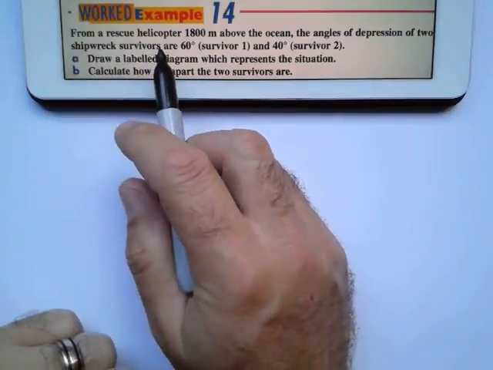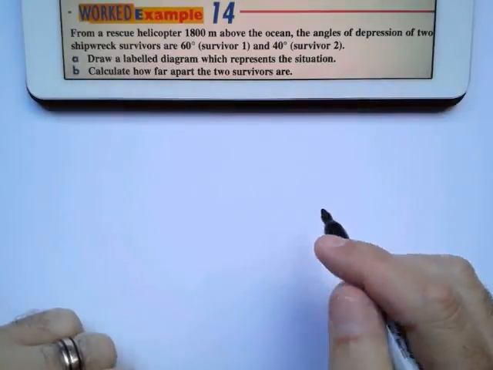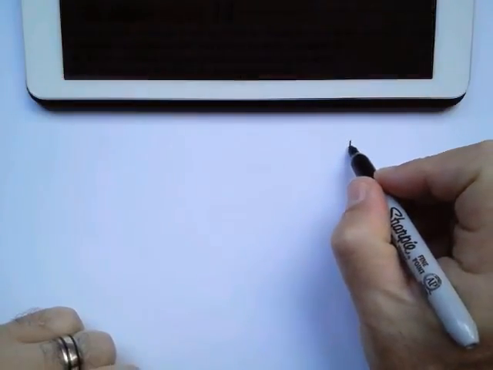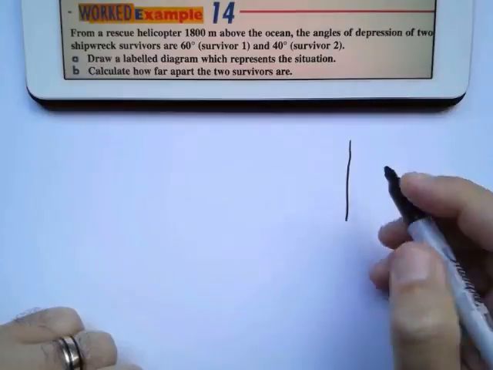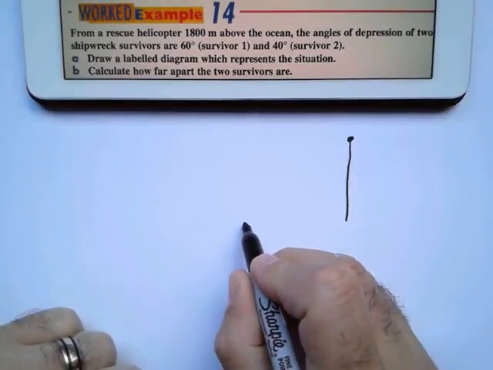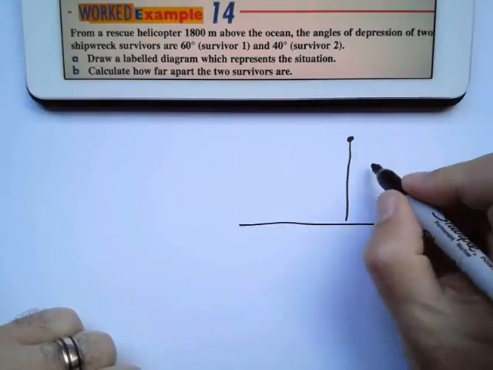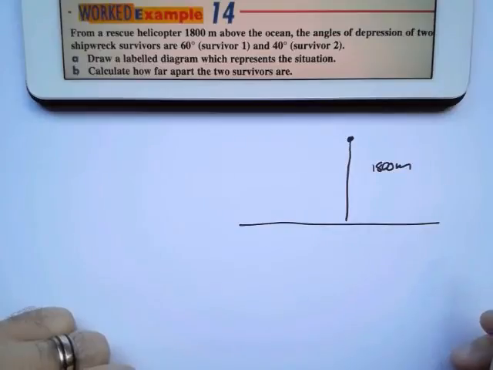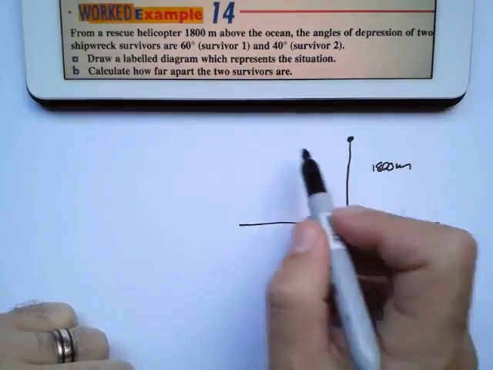from a rescue helicopter 1,800 meters above the ocean. So you can't do this question without a diagram. So, this helicopter is 1,800 meters above sea level. The angle of depression of two shipwreck survivors are 60 degrees.